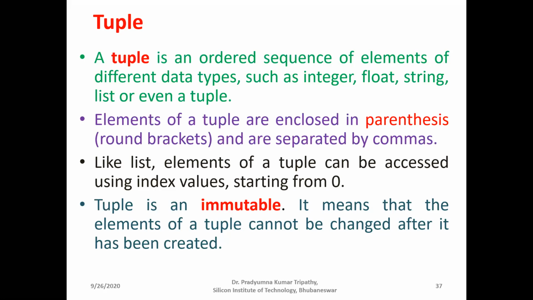Like a list, elements of a tuple can be accessed using index values starting from 0. List index starts from 0. Here the tuple index also starts from 0. A tuple is immutable. This is very important. The tuple is immutable.